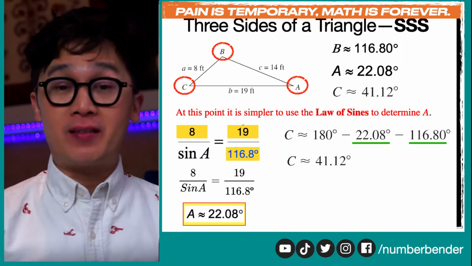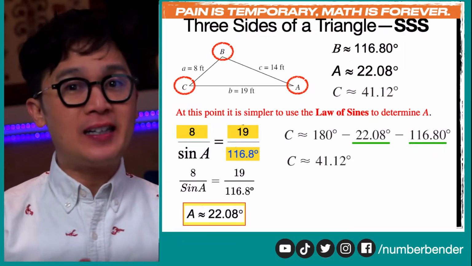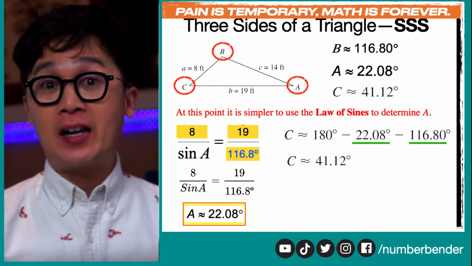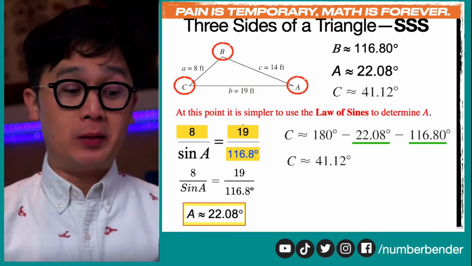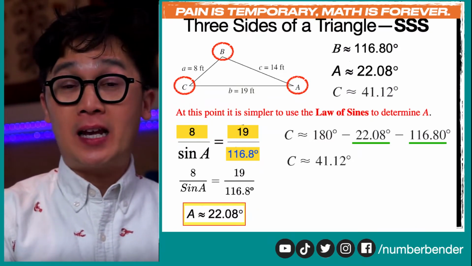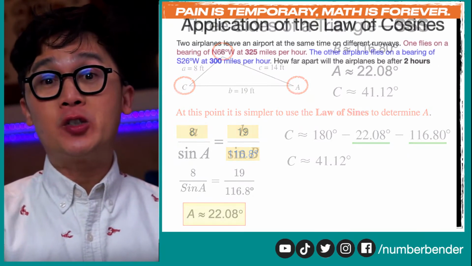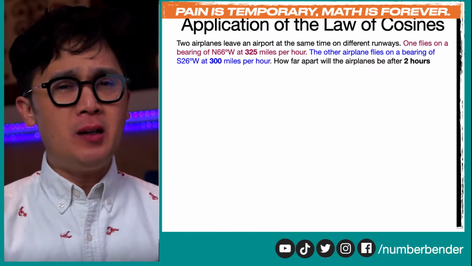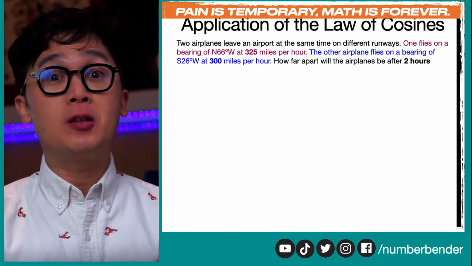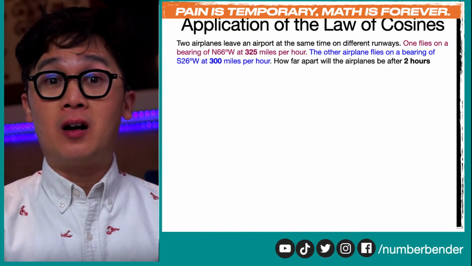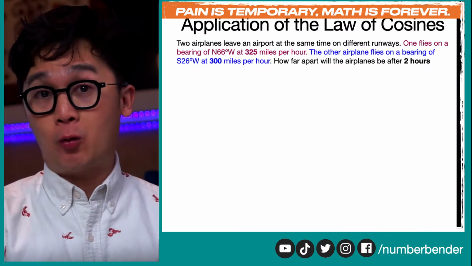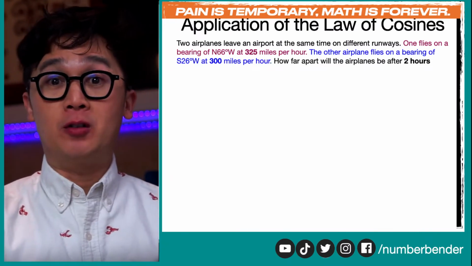And solving this oblique triangle is a little easier because we are given the diagram and the values of the sides of our oblique triangle. What makes it a little bit more exciting is when we are solving word problems involving the law of cosines. The reason why it's a little bit exciting is because we need to be able to visualize our oblique triangles from the given word problems, in our example right here.